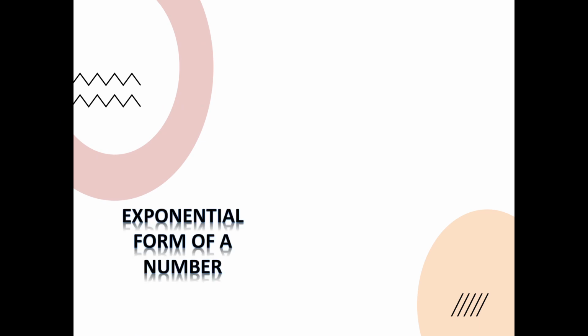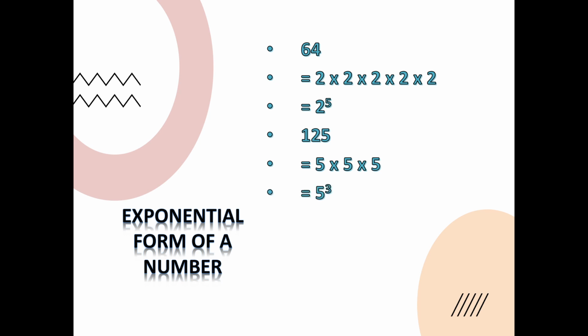Now, how to write or find a number in exponential form. After factorizing, we get 64 as 2 multiplied 6 times, that means 2 raised to the power 6, or 125 we can write as 5 cube.